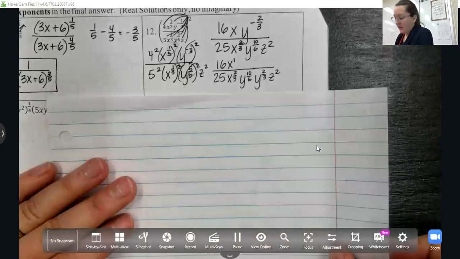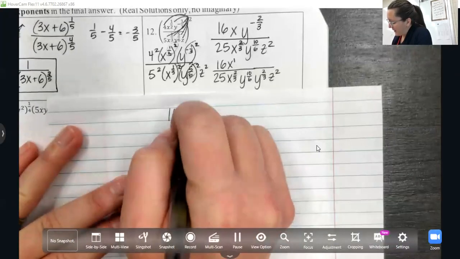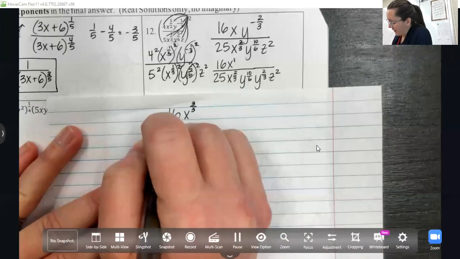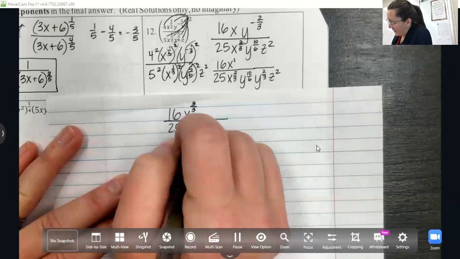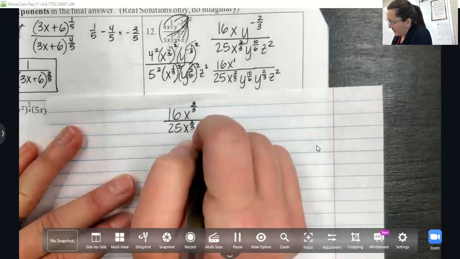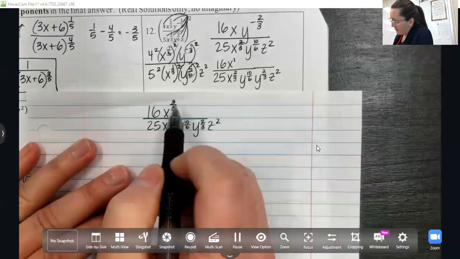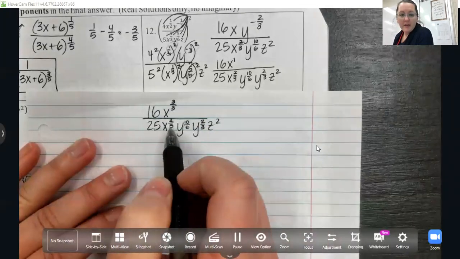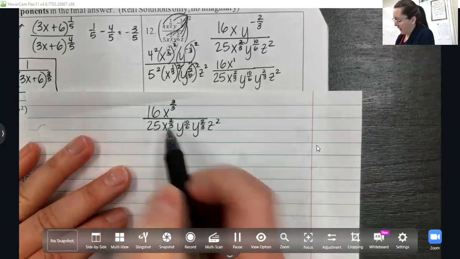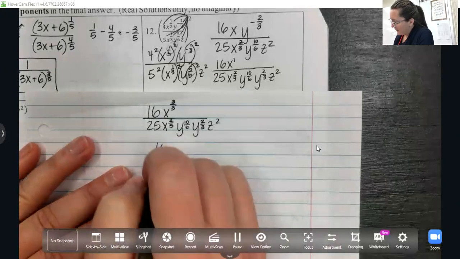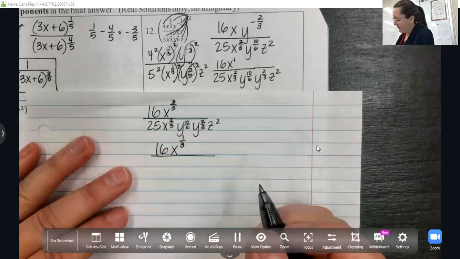Copy it on here. All right, so we have x to the 1, and I'm going to write that as 3/3, right? Just to write it as a 1. 25, x to the 2/3, y to the 10/6, y to the 2/3, and z squared. All right, so 3/3 minus 2/3, that's 1/3. So if it's positive, it goes in the numerator, right? So x to the 1/3 power, right?